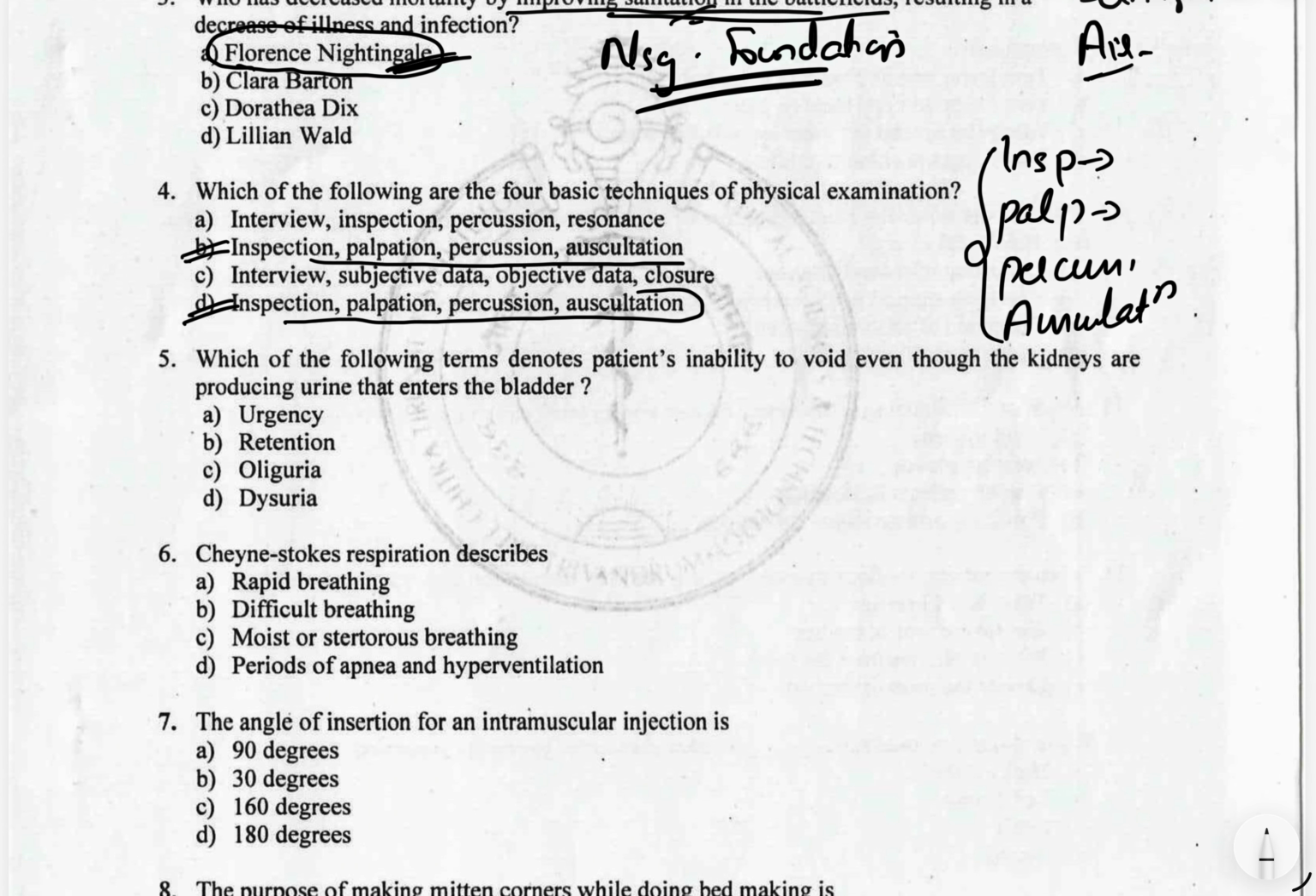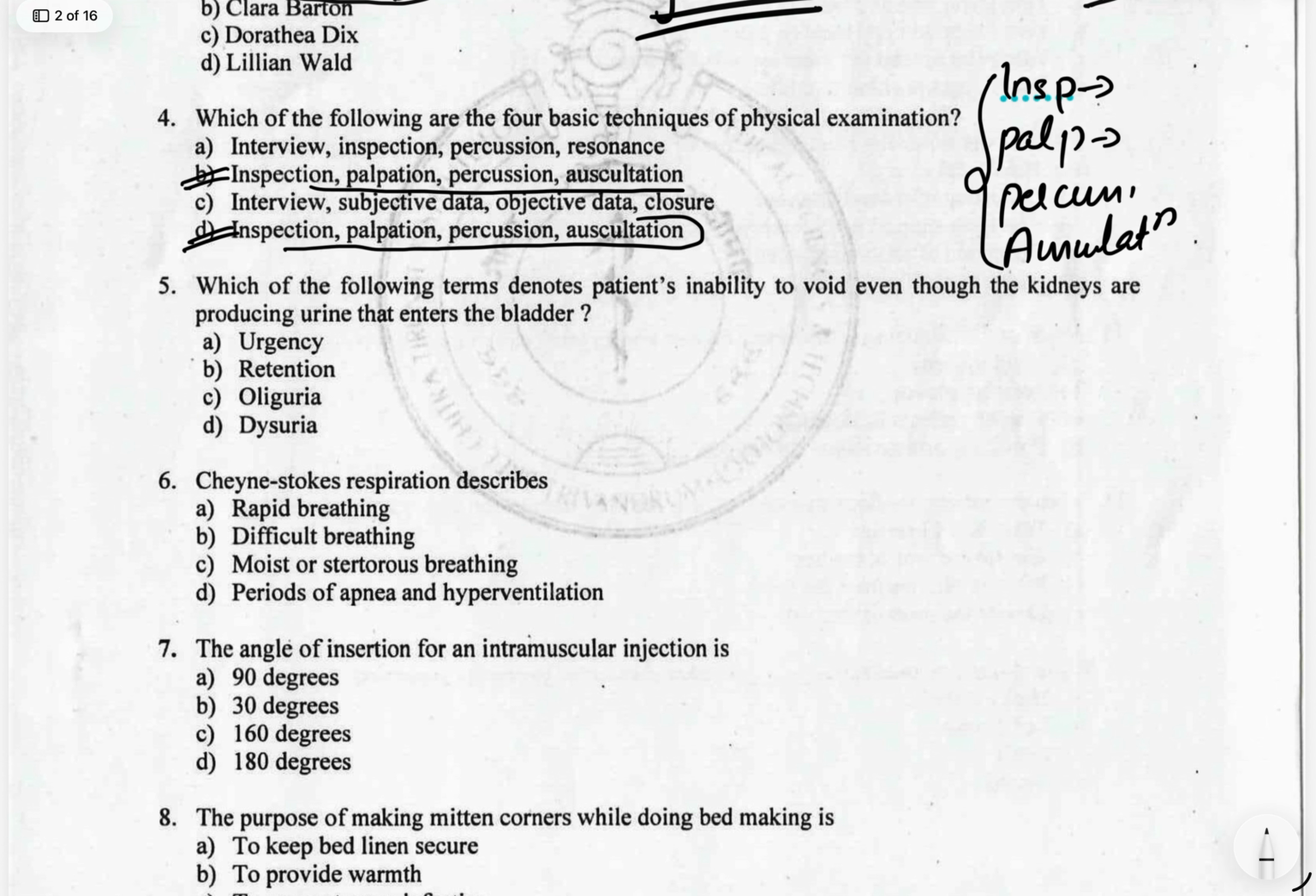Okay. The next question is: which of the following terms denotes the patient's inability to void even though the kidneys are producing urine that enters the bladder? So the patient's kidney is functioning properly. The patient's kidney has no problem. But the thing is, the patient is unable to void. The patient cannot pass urine. That is the problem here. So this can be a bit of a tricky question.